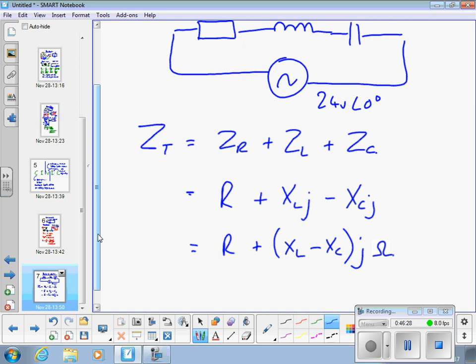Okay, and as you should be able to see from that, if XL is bigger than XC, we'll have a circuit that's overall inductive, because this bit in total will be a positive number, and if XC is greater than XL, then we'll have a circuit that's overall capacitive in nature.